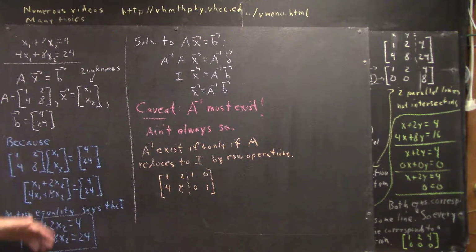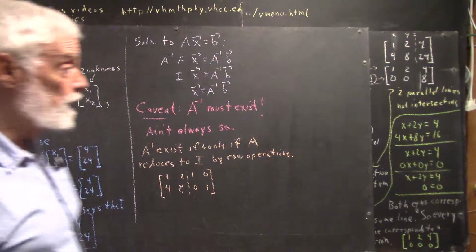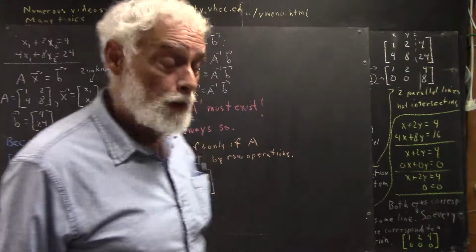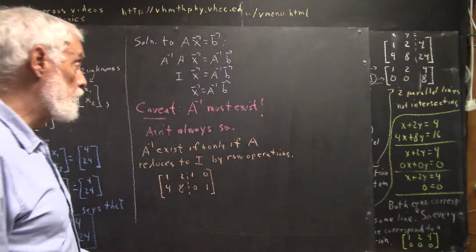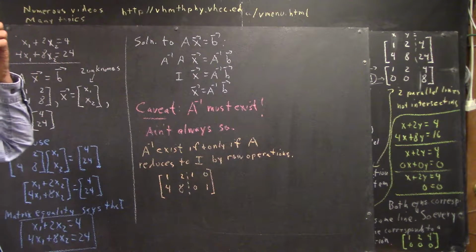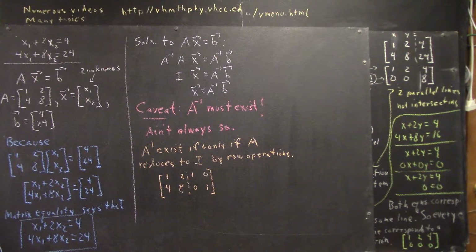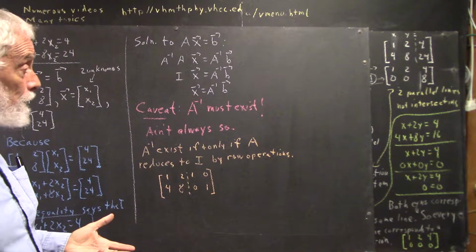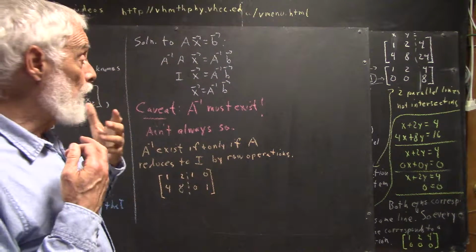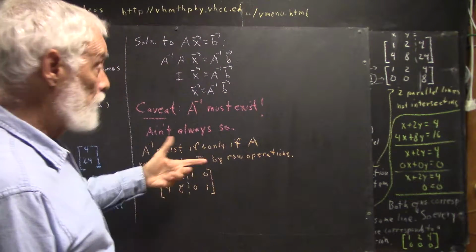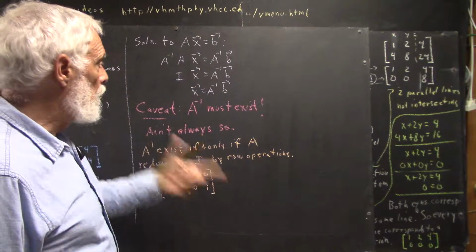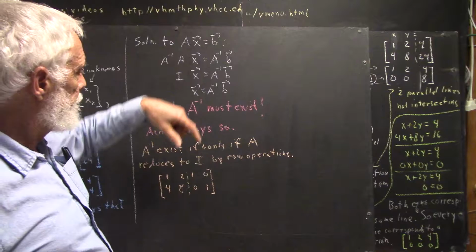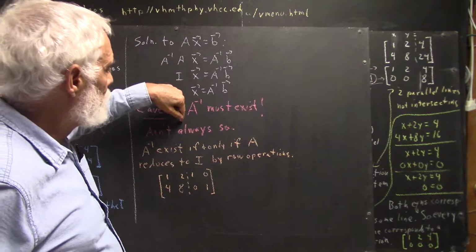Of course, we know that this equation doesn't have a solution, don't we? Because the augmented matrix reduces down to something that gives us no solution. So how's that going to come out? Well, we have a caveat. In order to multiply by A inverse, you've got to have an A inverse. And A inverse doesn't always exist. If it exists, we can find it, but it doesn't always exist. Okay, so we have to be careful about this.